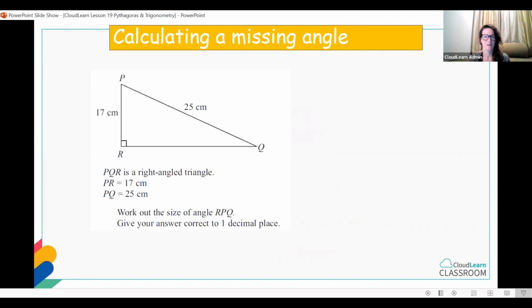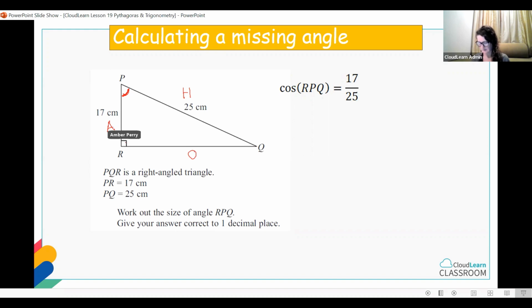Okay, so let's have a look at this problem. PQR is a right angled triangle. PR is 17, PQ is 25, and we're looking for the size of angle RPQ. So that's this angle here. The first thing you should do on the diagram is draw the angle in that you need. I'll draw the angle in, and then I'll label the sides. My right angle is here, so this is my hypotenuse. Then the angle that I'm working with is this one. So this is my opposite, and this is my adjacent.